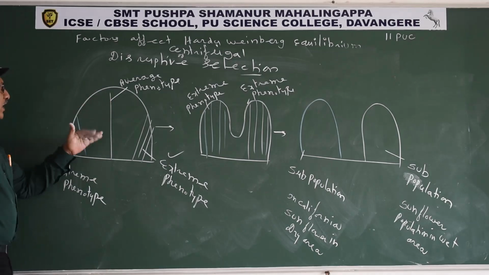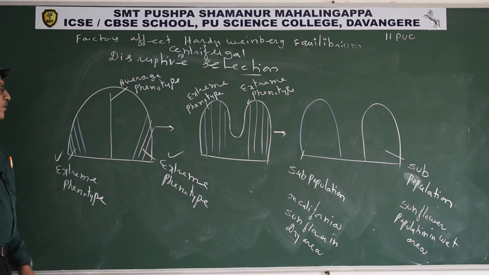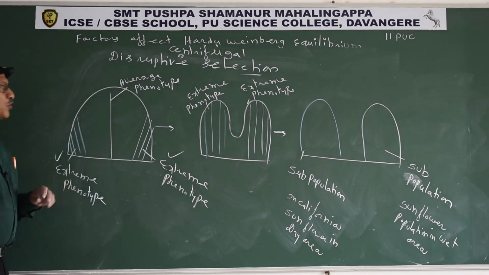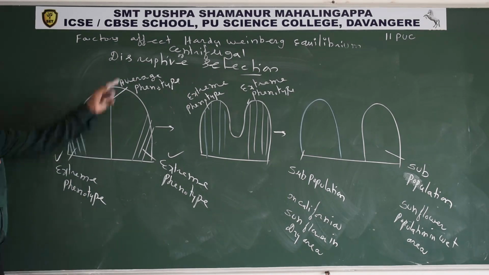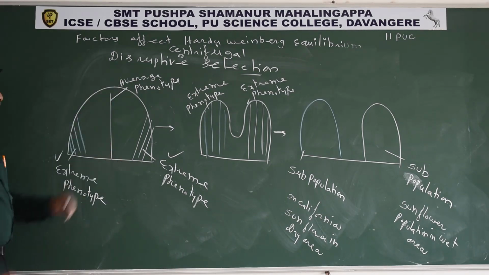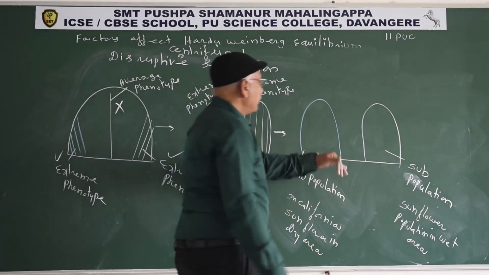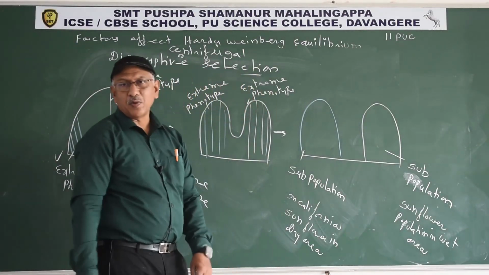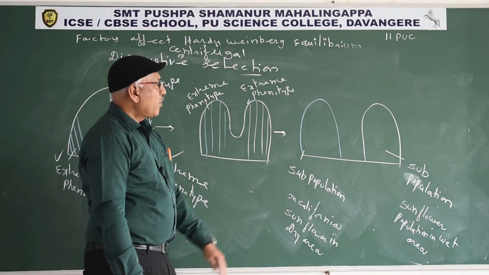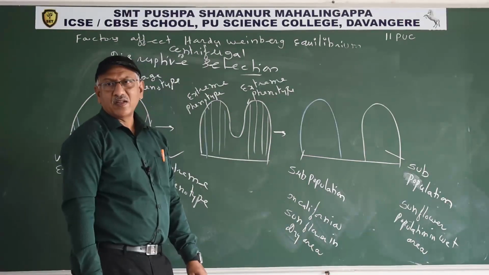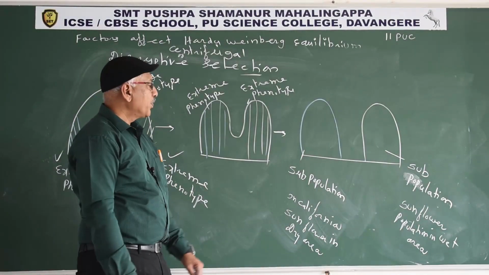Now the homogeneous environment becomes heterogeneous. The heterogeneous environment is suitable to extreme phenotypes and not suitable to the average phenotype. That means disruptive selection selects all extreme phenotypes and eliminates the average phenotype. Each extreme phenotype is known as a subpopulation or species population.